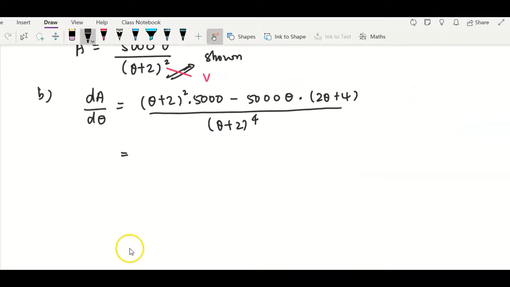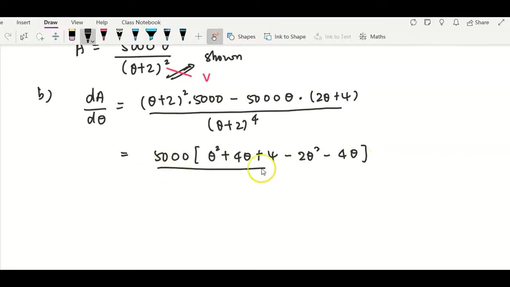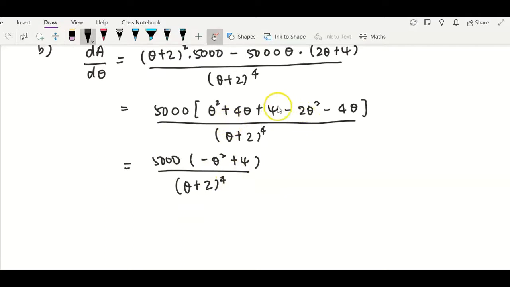Alright, then we try to simplify first. I take out the 5,000. Then inside here, I have theta square plus 4 theta plus 4. I expand the square, theta plus 2 squared, I got this. And minus theta multiplied by 2 theta, I got the 2 theta square, and negative of 4 theta, over theta plus 2 power of 4. Simplify further. I got my dA d theta in this form after I simplify the terms in the bracket. Then now to get the theta which makes my A maximum, I need to let this equal to 0. So if you let this equal to 0, you might have this.